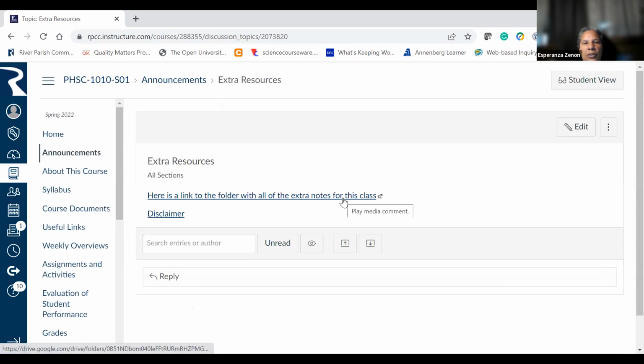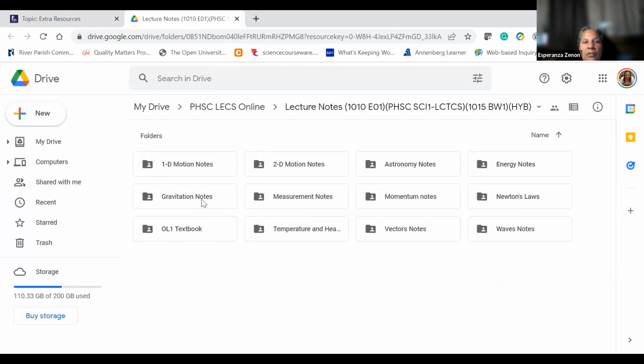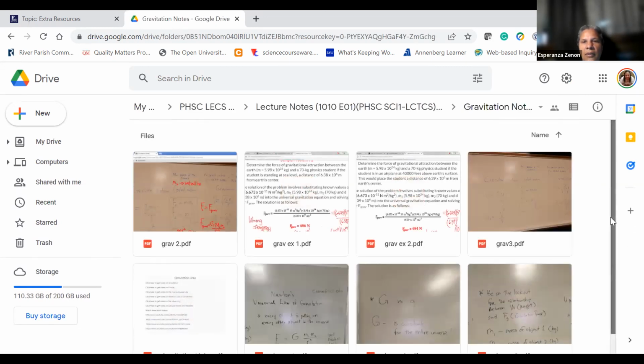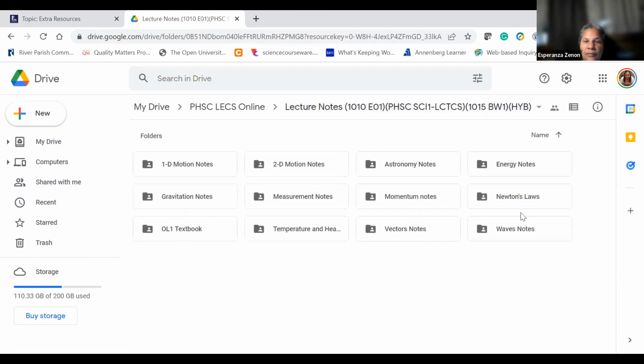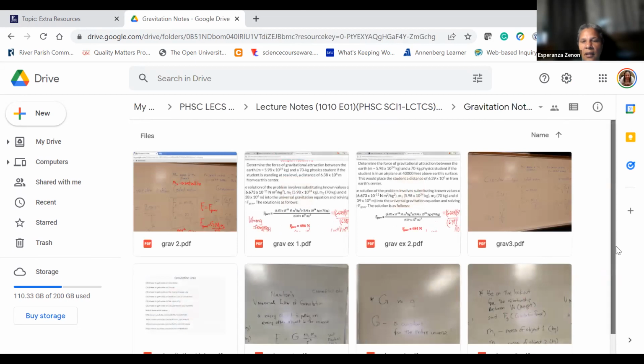So in these extra resources, I always share this with you because this is a great way to get access to some additional materials. All right, let's see if I can get this to open up. There we go. So here are, and if you notice, I went into the extra resources. There's a folder for every topic. So I'm going in gravitation, and here you go.